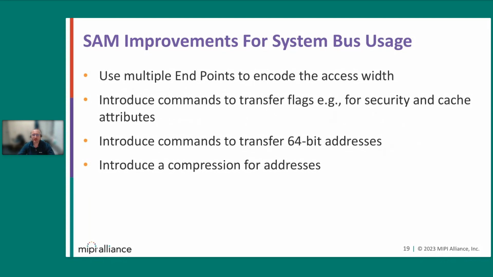To use the SAM for system bus, you need to consider that the access width information is transported by the selected endpoint. Commands to transfer flags are missing so far. In the case of 64-bit write addresses, the high part needs to be transferred too. For instruction stuffing, an address compression would be useful because there are only a few of the core debug registers that are accessed frequently.